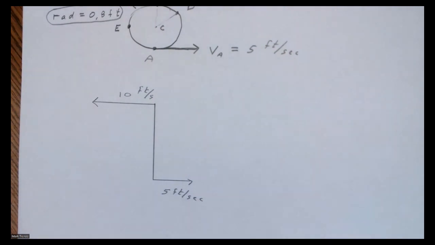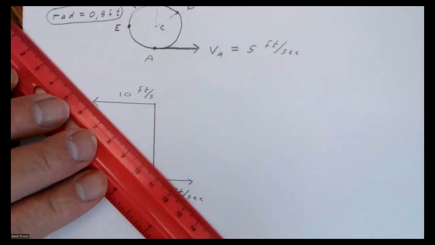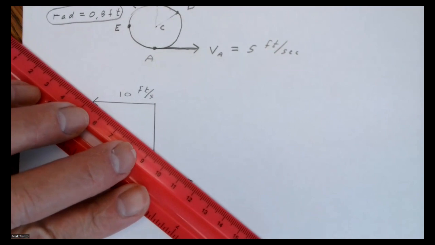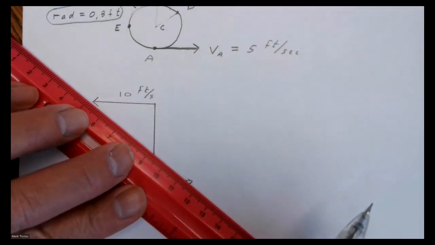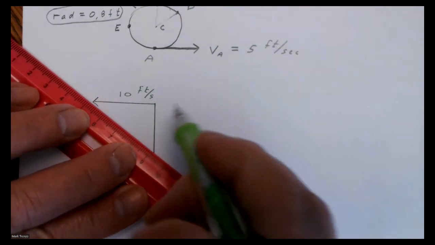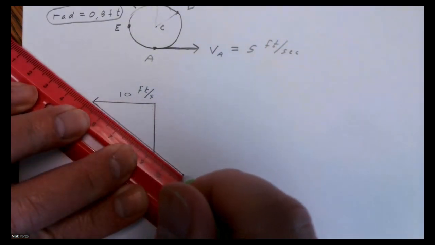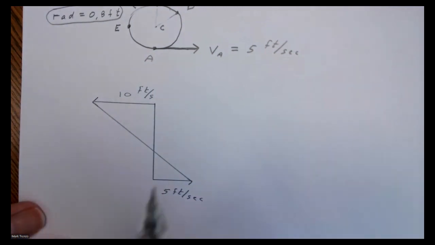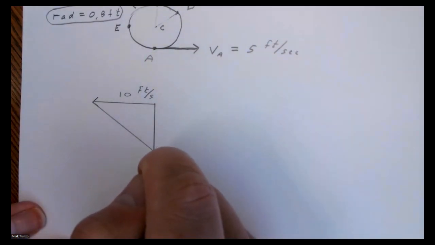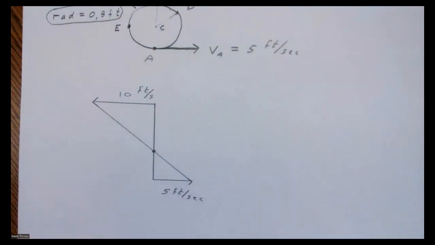And the instant center will be given by making a line between those two arrowheads like this. And then the instant center will be right here. That'll be the instant center right there. And so we can use similar triangles to start figuring things out.